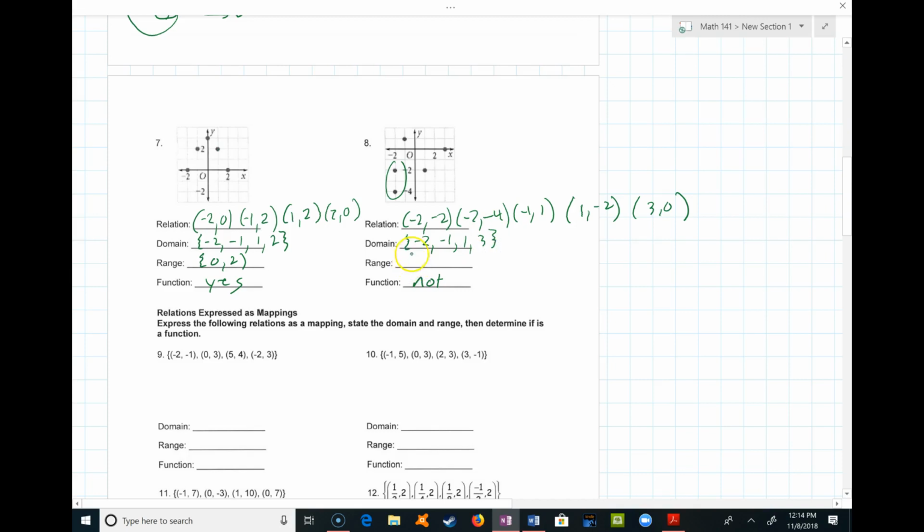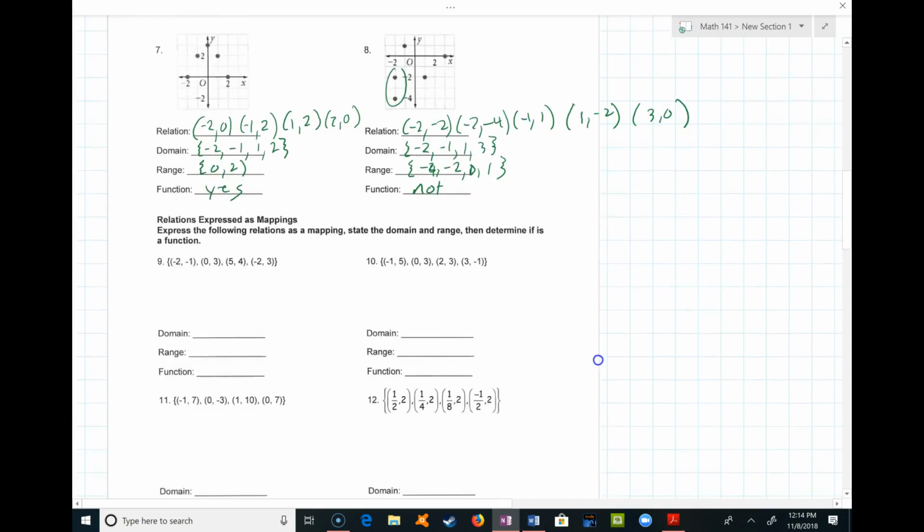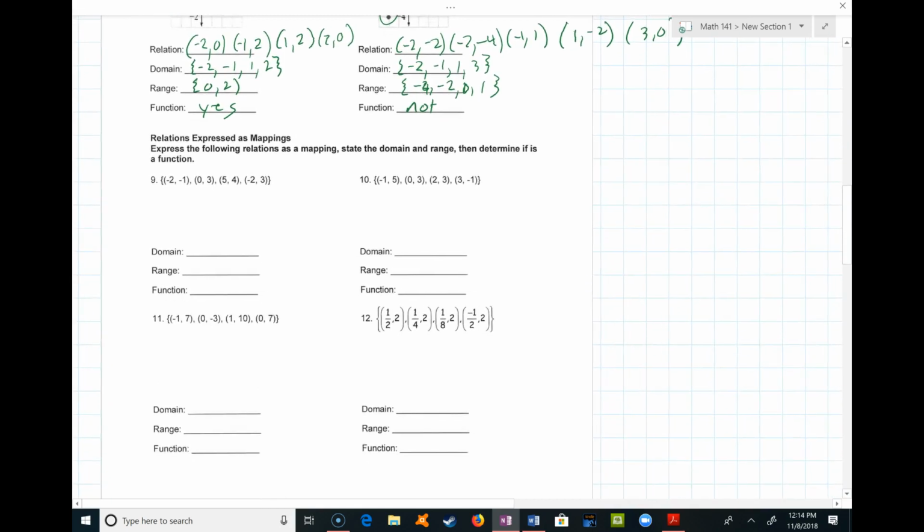And the range would be negative 4, negative 2, 1, I already did negative 2, and 0, so I'll put a 0 there and a 1 there. Okay? Just trying to get them in order. And, of course, we can keep going like this.